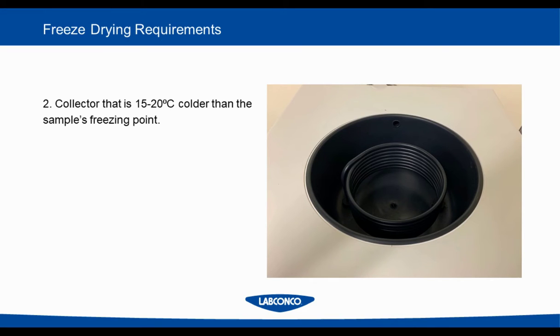By nature, water molecules from your sample will want to move to the coldest spot in the system. That's why the second requirement of freeze drying is that you have a collector that is 15 to 20 degrees colder than the sample's freezing point in order to trap those vapors coming off the sample.